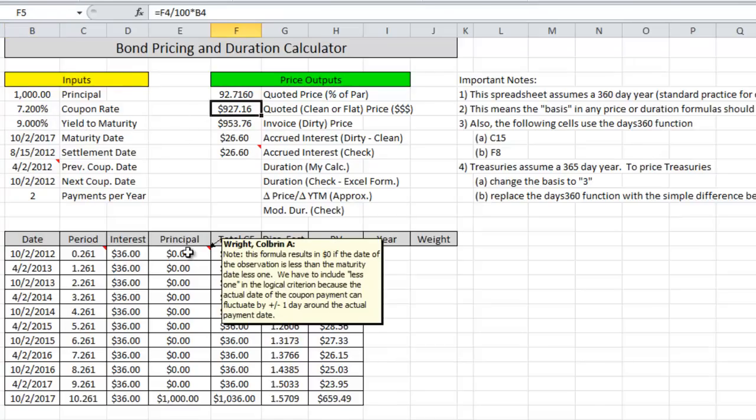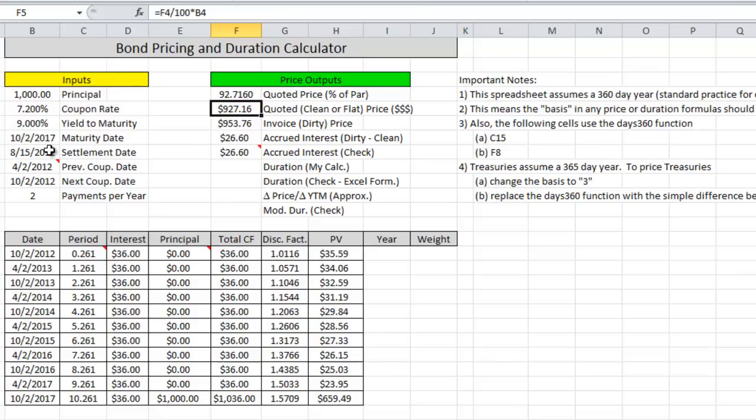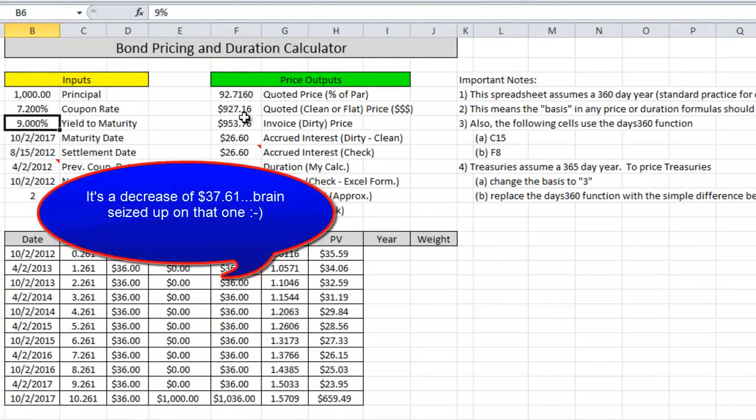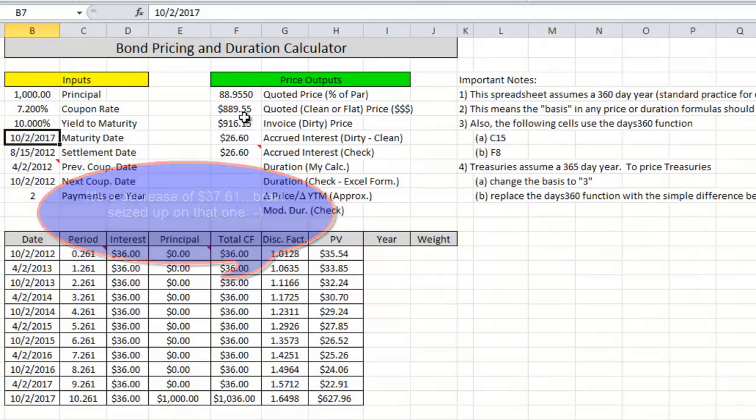Also, you could demonstrate to yourself that the longer the time to maturity, the wilder the price swings you're going to get. What do I mean by that? Well, right here you have a clean price of $927.16. If the yield to maturity goes up by 1%, you can see it goes down to $889.55. Let me put that back. So, okay, that's a decrease of roughly $40, give or take.